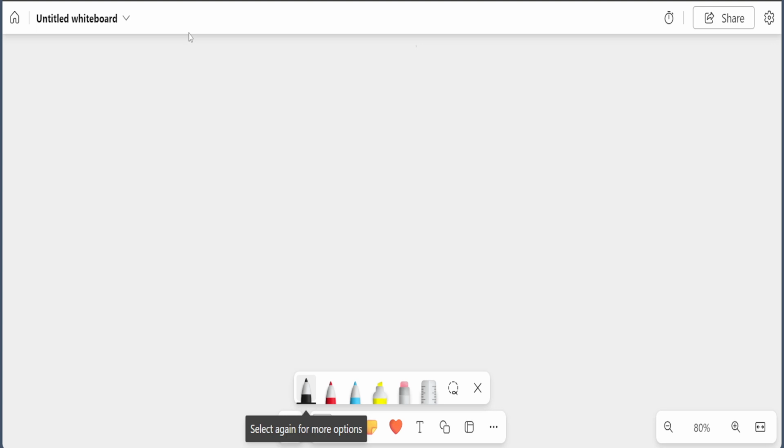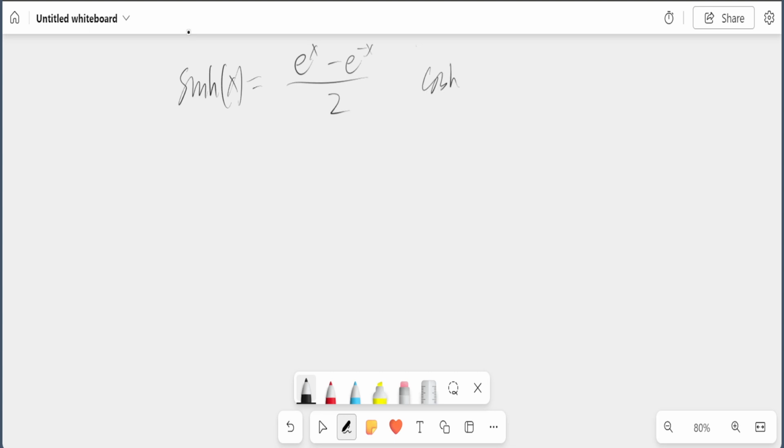Okay, I found it, but it's not as good as I thought it would be. I don't really have a definition for these, I'm going to be honest. But sinh x is equal to e to the x minus e to the negative x over 2, and cosh x is equal to e to the x plus e to the negative x over 2. And the whole relationship between them is that this squared minus this squared.